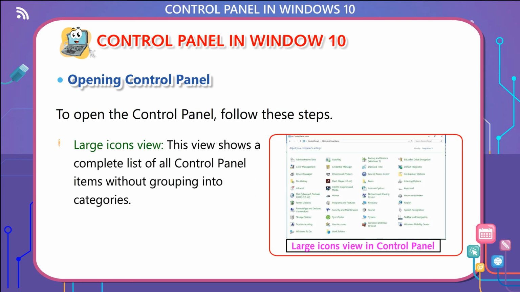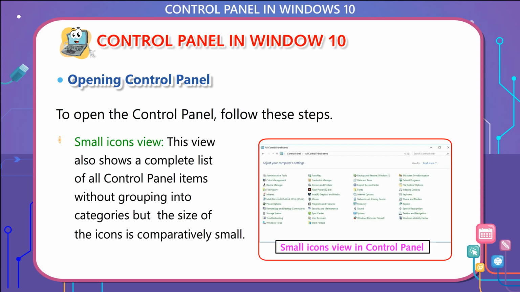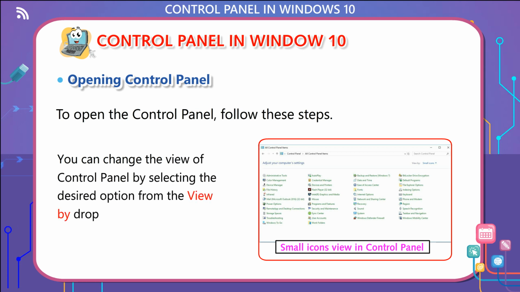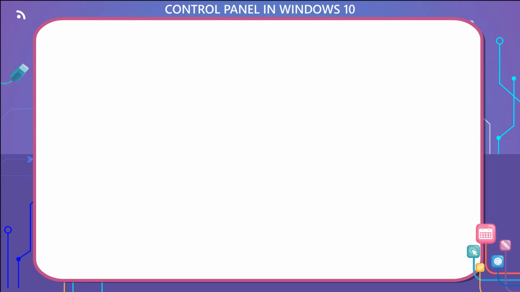Large Icons View. This view shows a complete list of all Control Panel items without grouping into categories. Small Icons View. This view also shows a complete list of all Control Panel items without grouping into categories, but the size of the icons is comparatively small. You can change the view of Control Panel by selecting the desired option from the View By drop-down list on the right side of the Control Panel window.